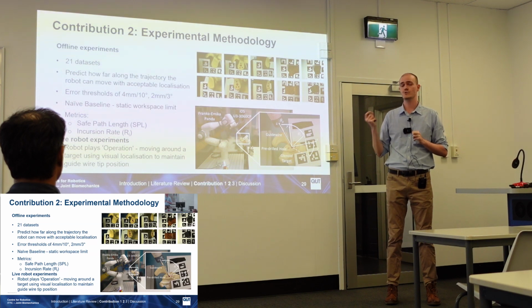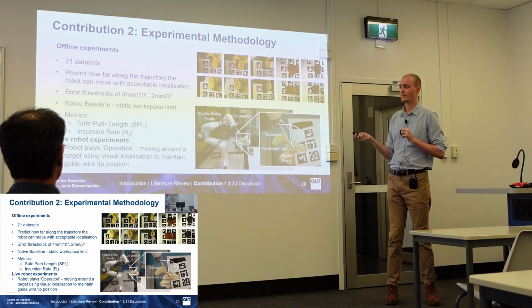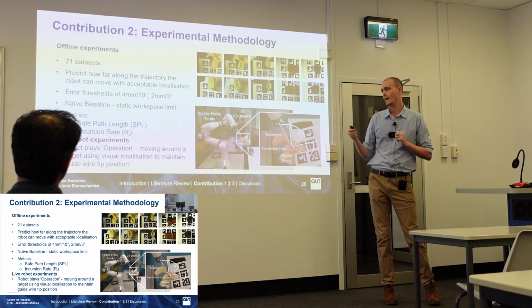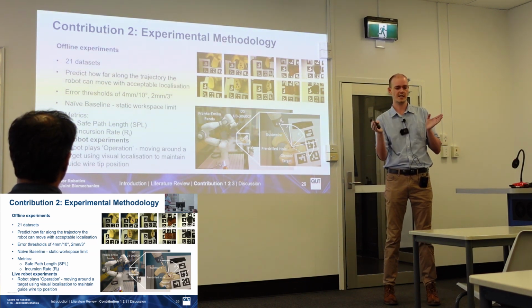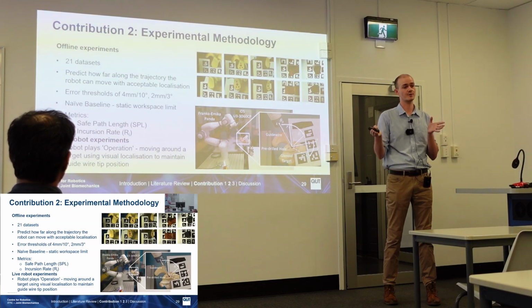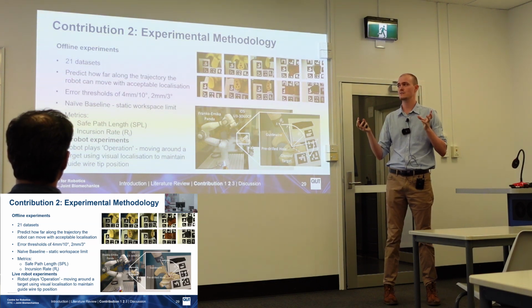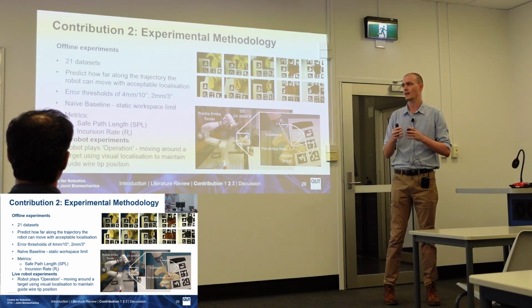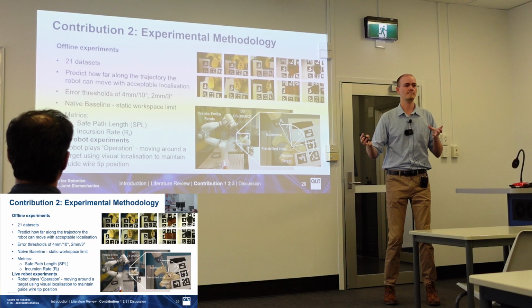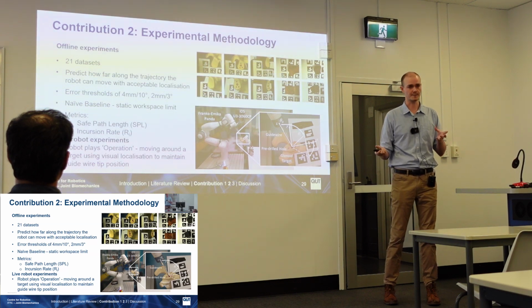In our comparisons, we use 2 metrics, safe path length and incursion rate. Our safe path length metric measures how far along the trajectory the predictor allows the robot to move. And this measures how useful the robot is when the predictor is applied. A larger safe path length metric means more usable space for the robot.